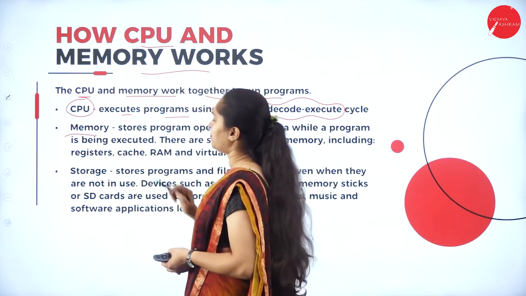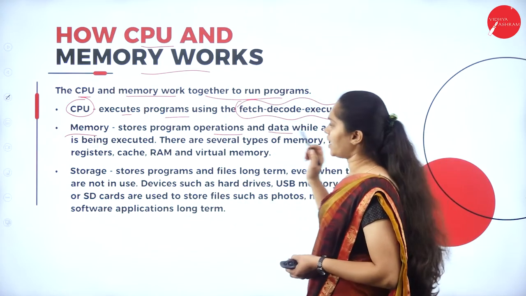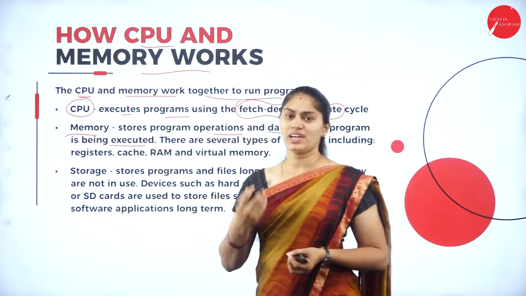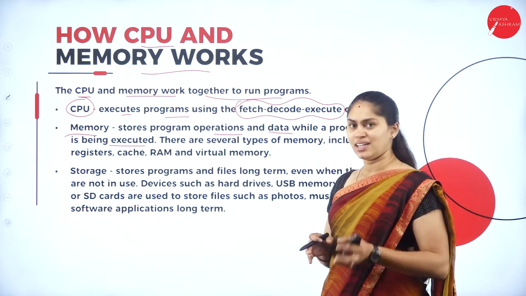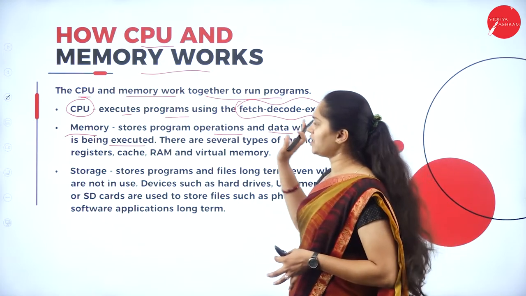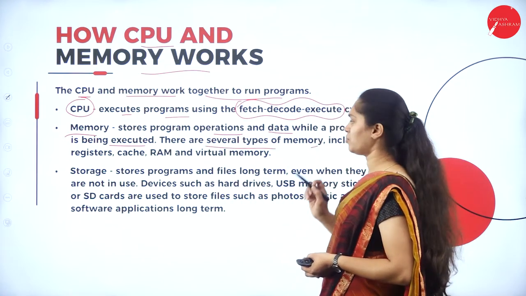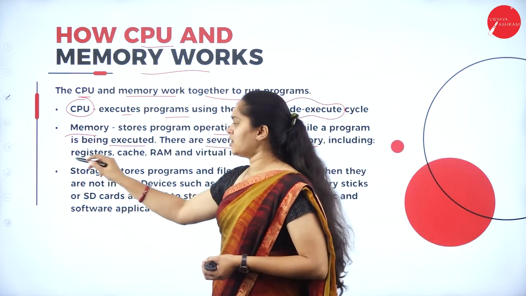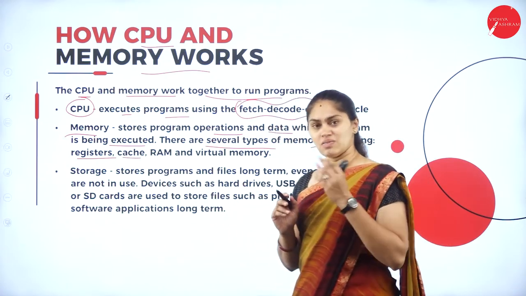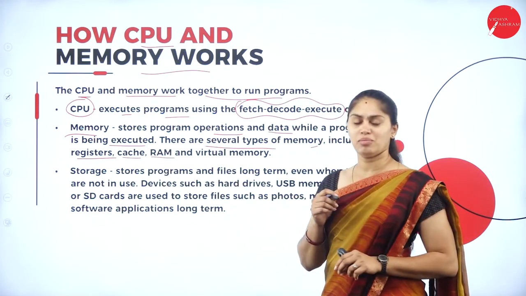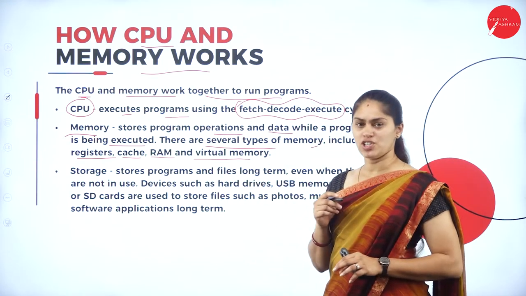Then we have memory, which stores the program operations and data while a program is being executed. When the CPU is executing a program, at that time data and instructions are stored in the computer's memory. We have several types of memory, including registers, which store intermediate data. We have cache memory, which is the fastest memory. We have primary memory, that is RAM, random access memory. Then we have virtual memory.